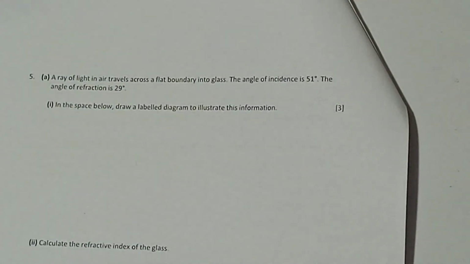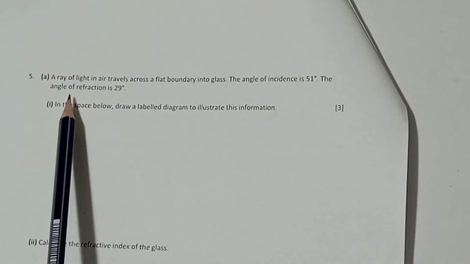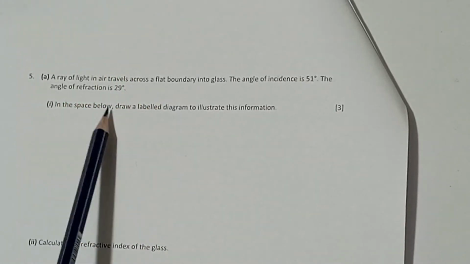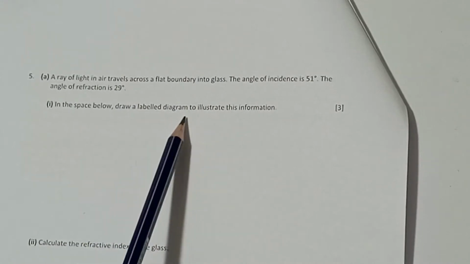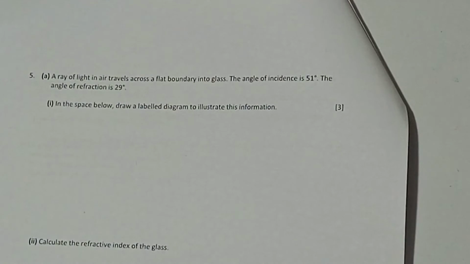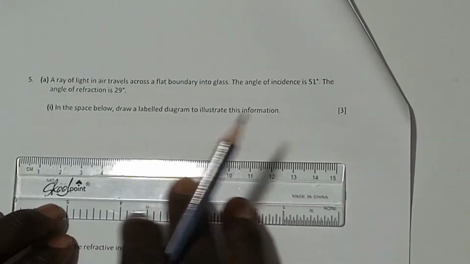So a ray of light in air travels across a flat boundary into glass. The angle of incidence is 51 degrees. The angle of refraction is 29 degrees. In the space below, draw a labelled diagram to illustrate this information. So we're just required to draw the boundary between air and glass.